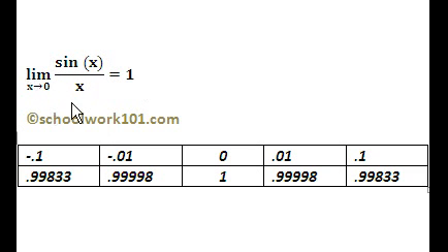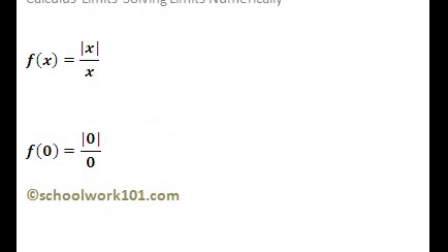Now this particular one right here, we're going to definitely solve quite a few problems using this fact, that the limit of sine x over x as x approaches 0 is equal to 1. Now we're going to be looking at this one here. We've got our function f of x equal to the absolute value of x over x, and if we evaluate this at 0, we just end up getting 0 over 0.